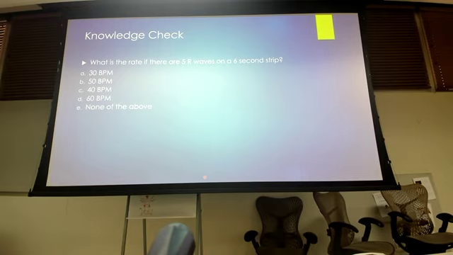What is the rate? There are 5 R waves on a 6-second strip. 50. Oh, now that was me. That's my N of, like, I've run a lot of them, that was the only one that. All right, 50, because we have a 6-second strip, so we are multiplying that by 10. So 5 times 10 is 50. All right, very good.